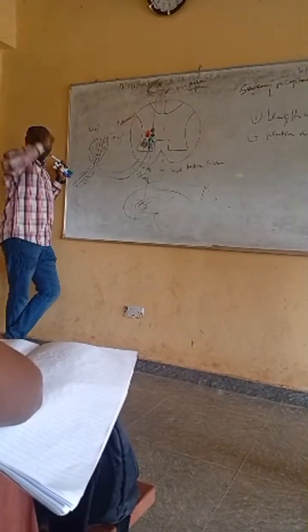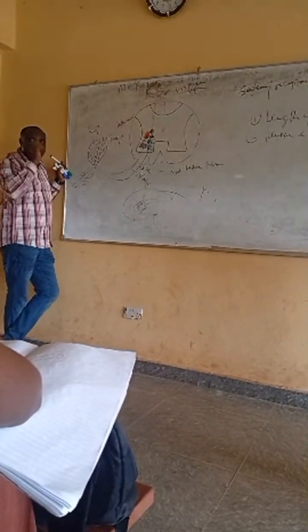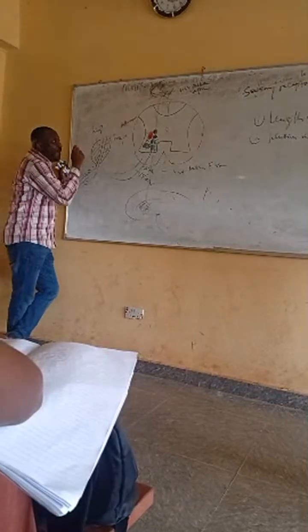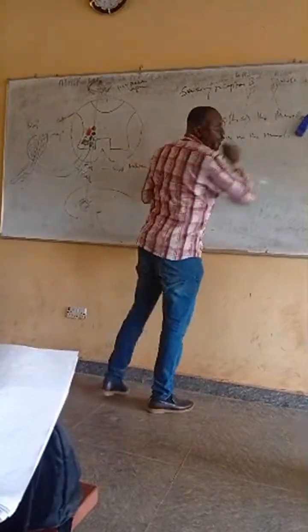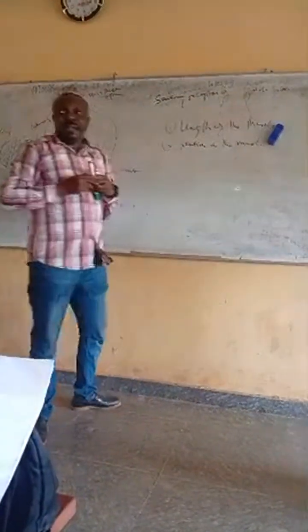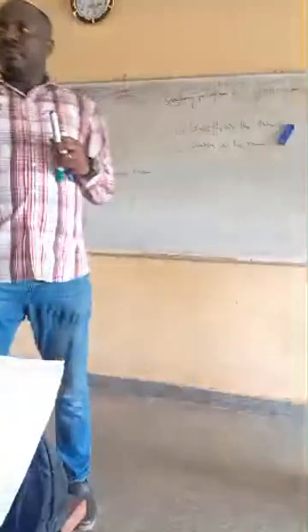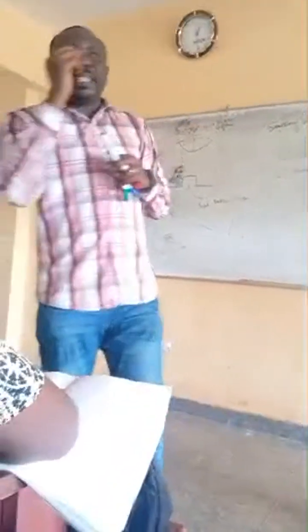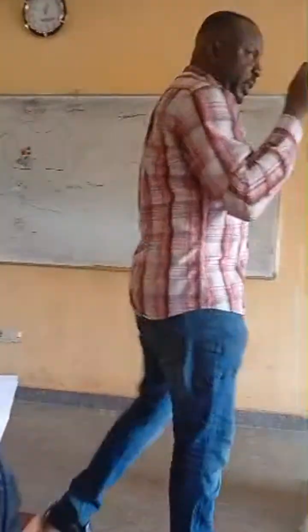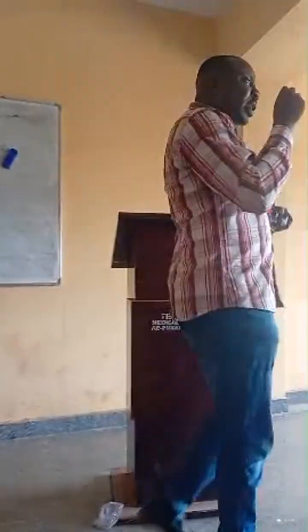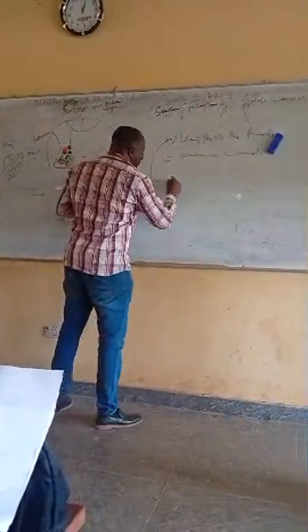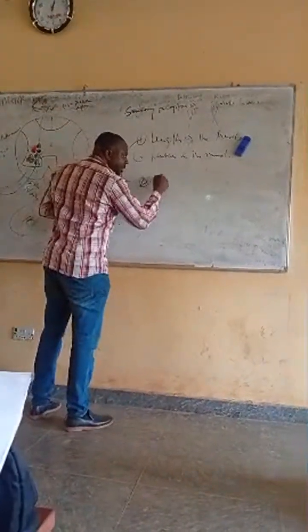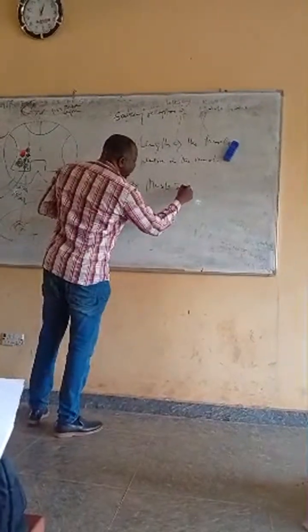Now, there are two sensory receptors. We have mentioned it before, right? There are two sensory receptors that can pick signals that have to do with the length of the muscle and the tension in the muscle. These receptors are known as proprioceptors. The first one, that can pick signals that have to do with the length of the muscle, is called what? Muscle spindle.